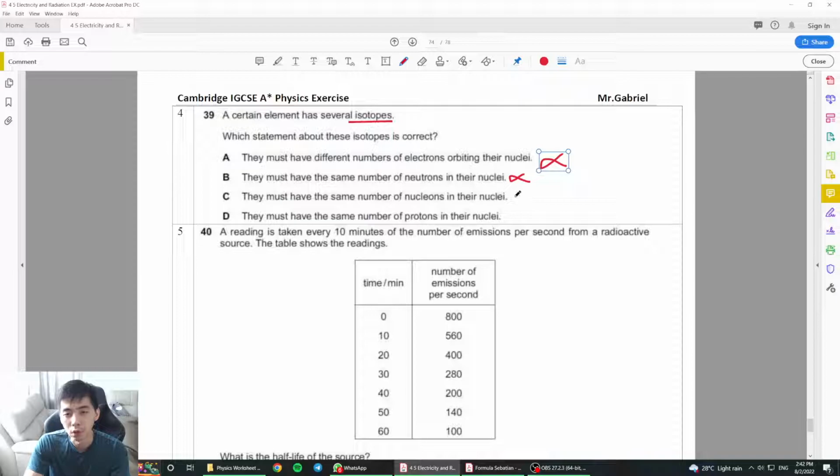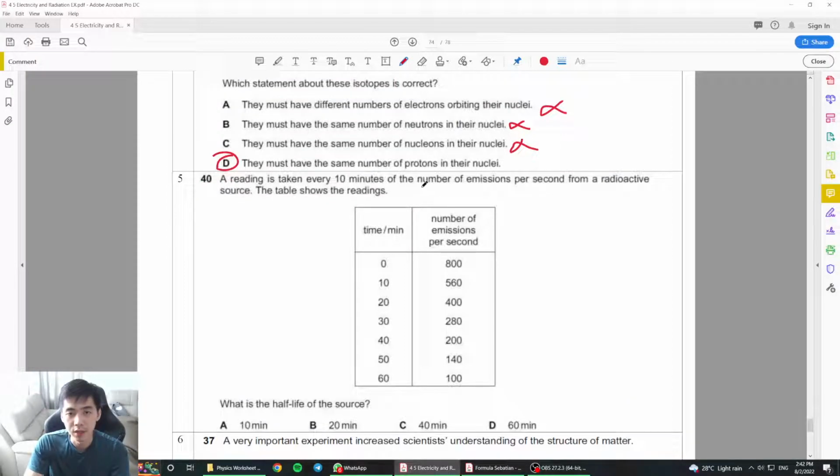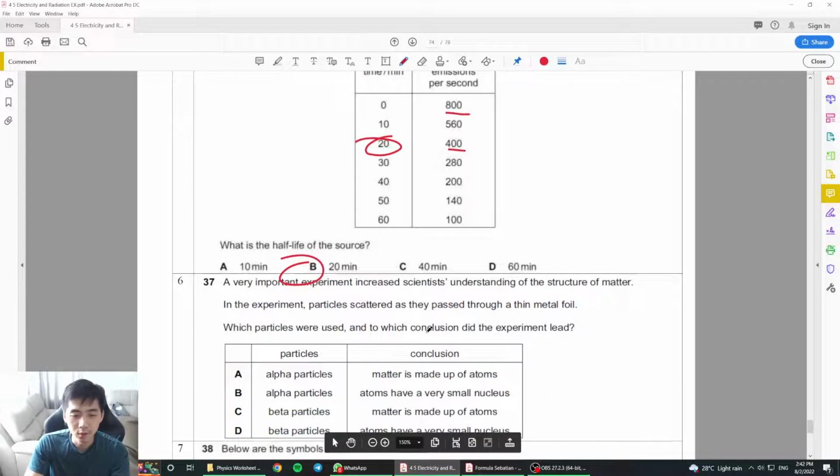Same number of nucleons? Definitely not. They might have the same number of protons. Definitely D here. Okay. A reading is taken every 10 minutes of the number of emissions per second from a radioactive source. The table shows the reading drops from 800 to 400 in 20 minutes. What's the half-life? 20 minutes.